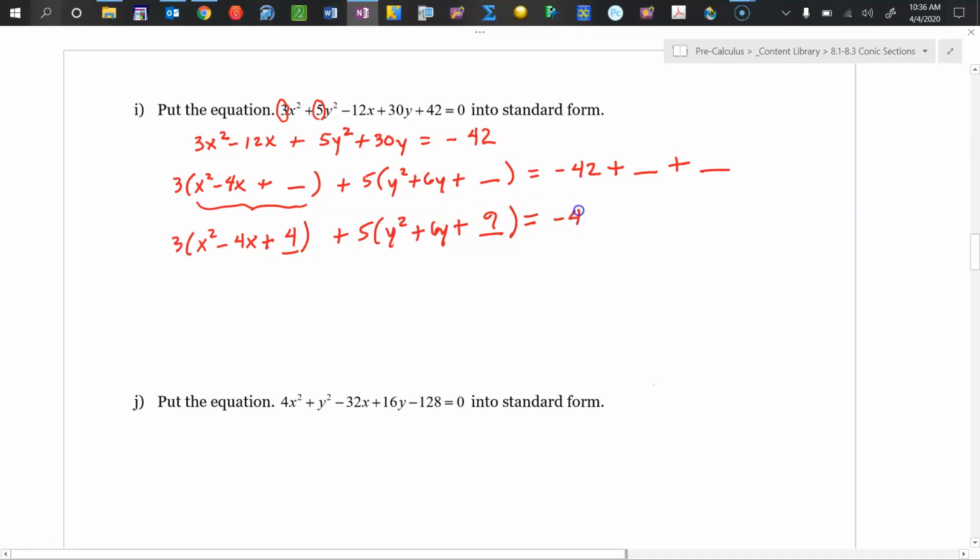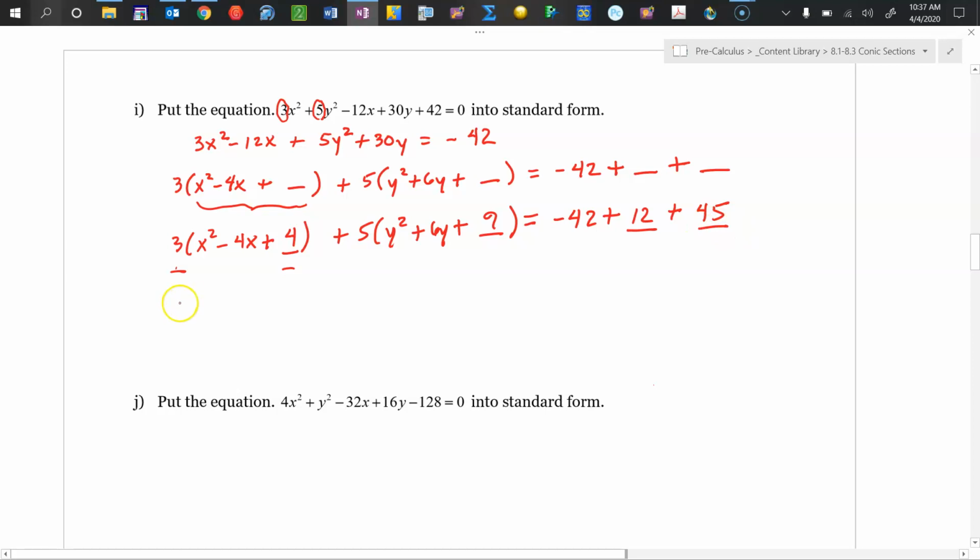But when we add them to the other side, you need to be careful because this 3 here and this 4 here are being multiplied by each other. So we have to add 12 to that side because of that. And we have to do the same thing for the 5 and the 9 for y. So we have to add 45 to that side.